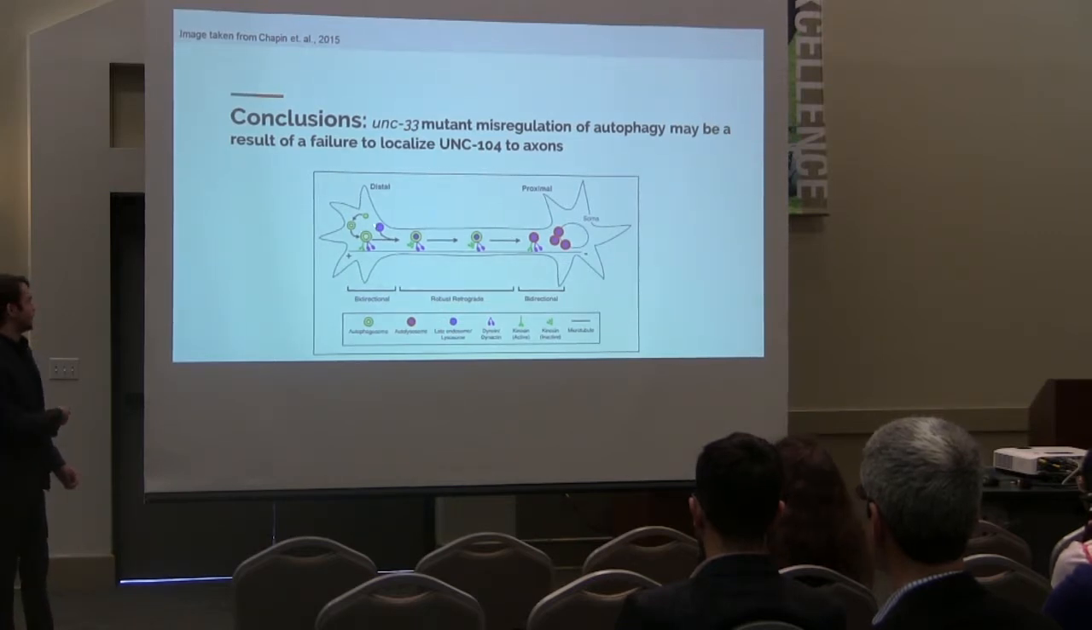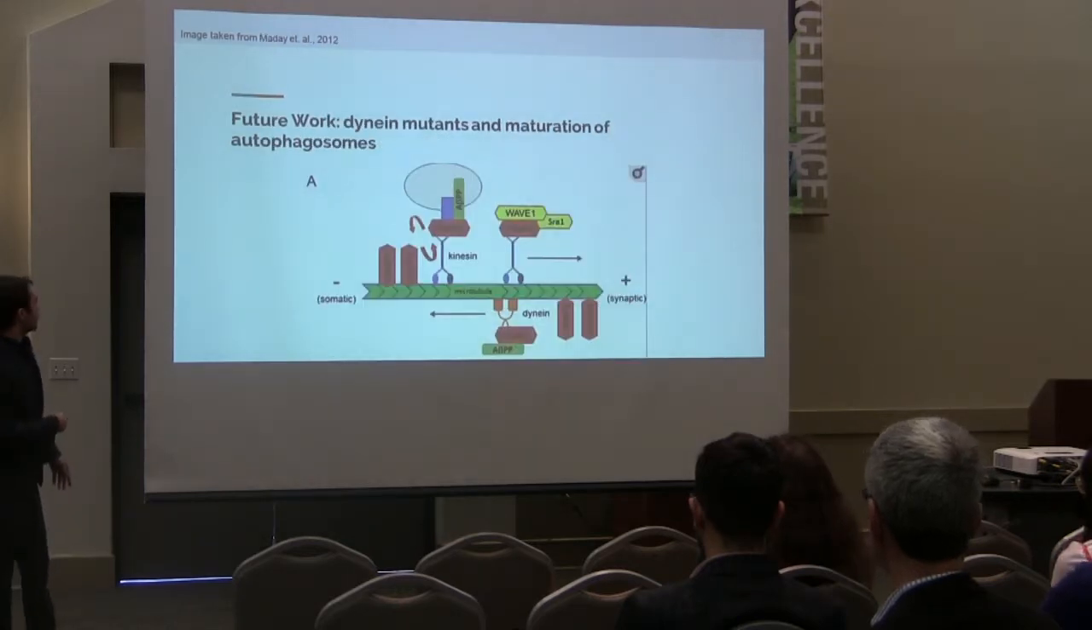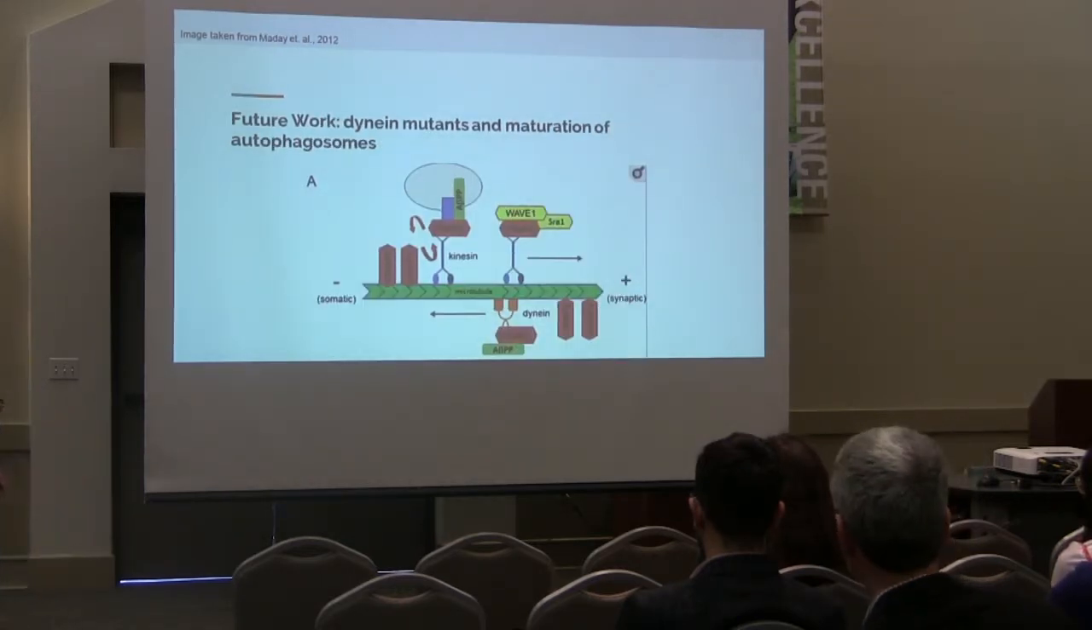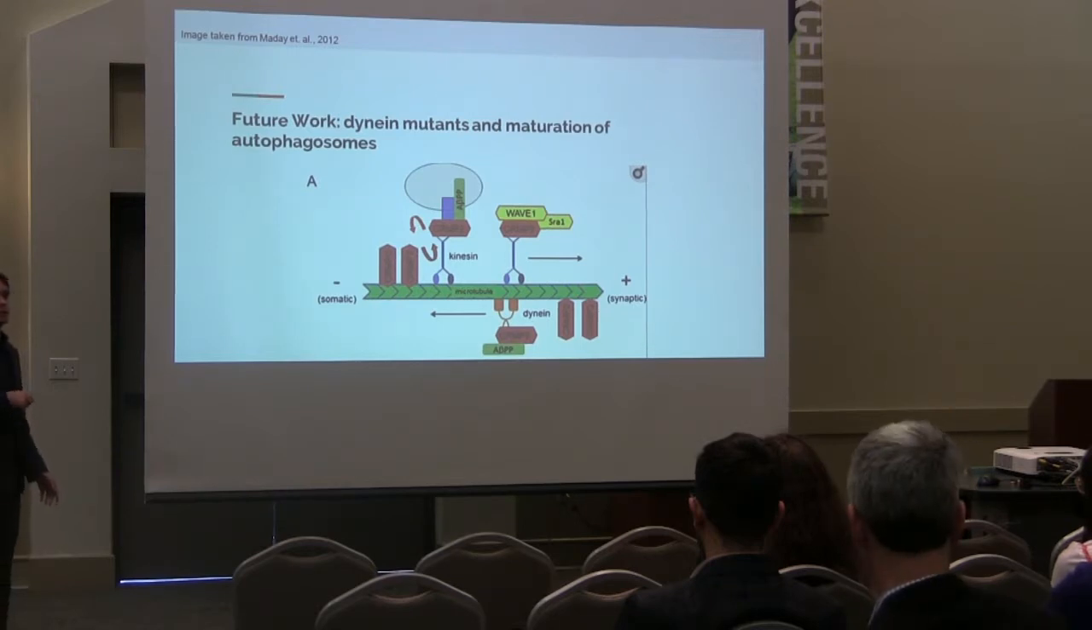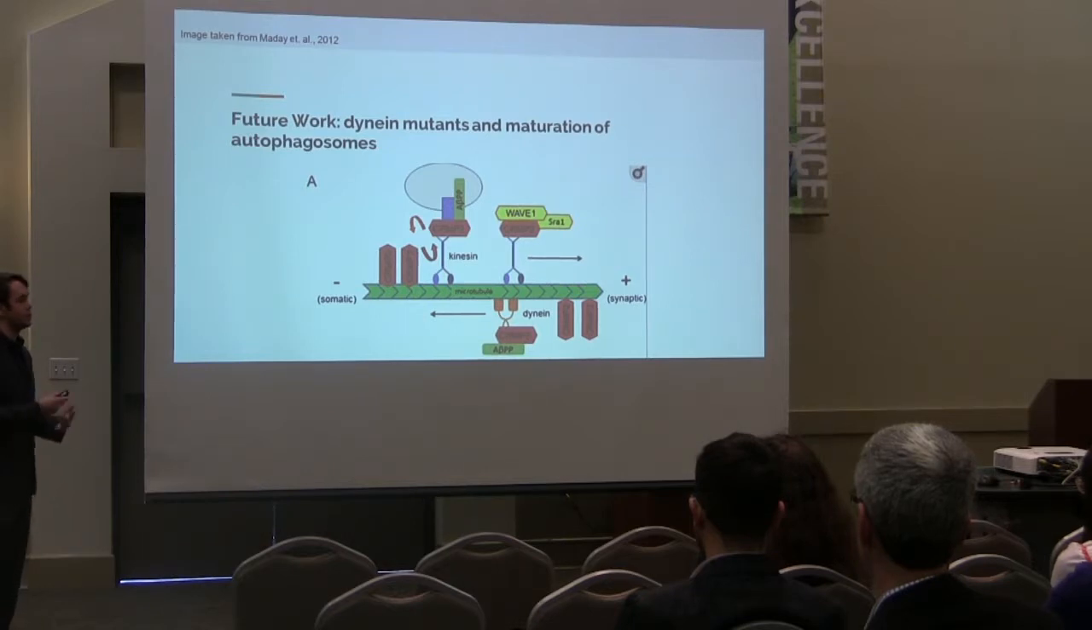There's significant autophagosome development. So future experiments would be to work with dynein mutants, like I mentioned. And the reason we haven't done that yet is because our mutants didn't really look like we expected them to when we actually got them. So we're going to do future work on that. And also maturation of autophagosome.